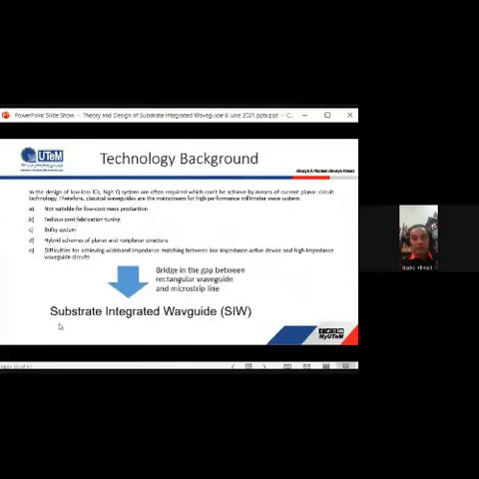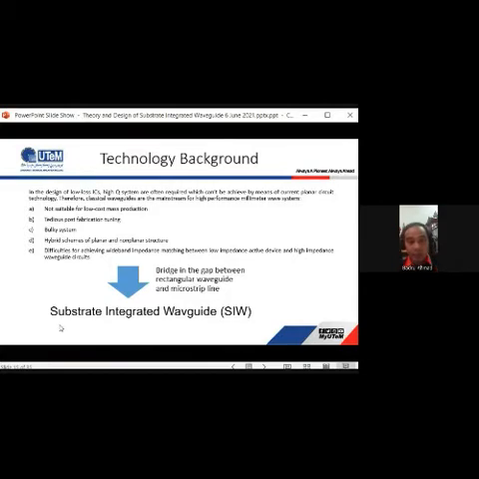So the technology background: waveguide, as we know, is very bulky, and the SIW is basically bridging the gap between the rectangular waveguide and microstrip line. It can generate different circuits in a planar substrate, which you can use to handle your devices.